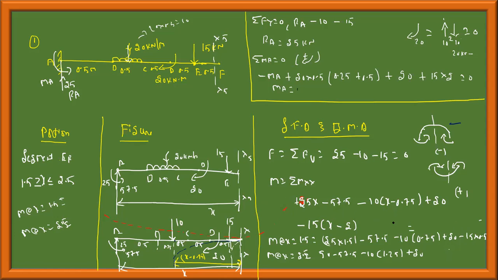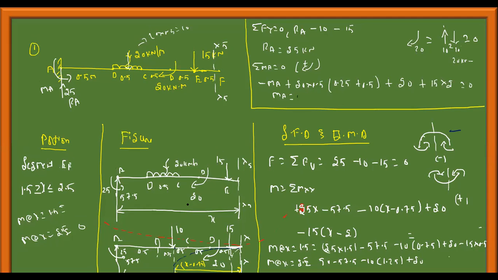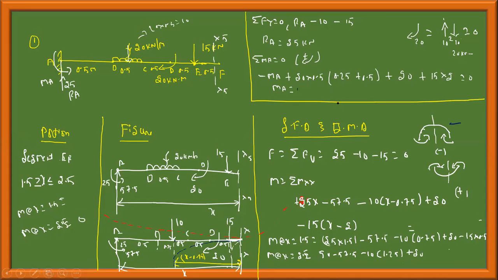How much are you getting? At x equal to 1.5 and 2.5, we are getting 0, sir. Do it. You should start from 1.5 and go to 2.5.